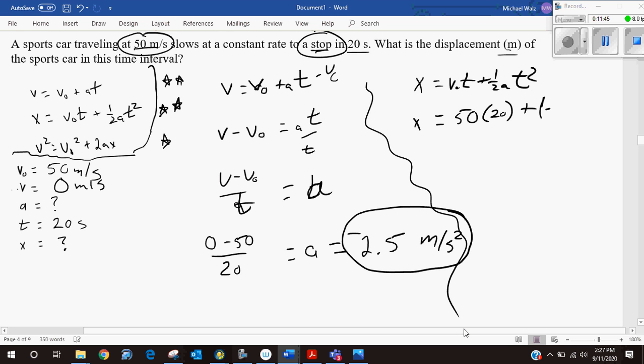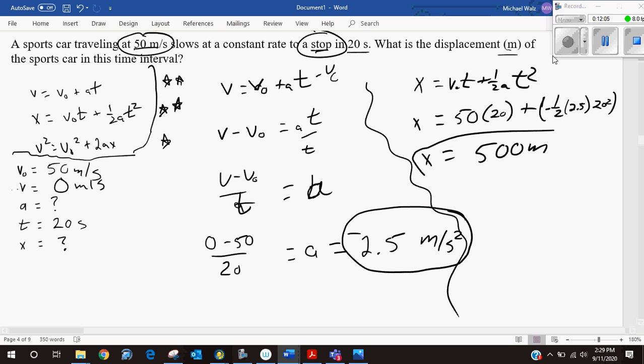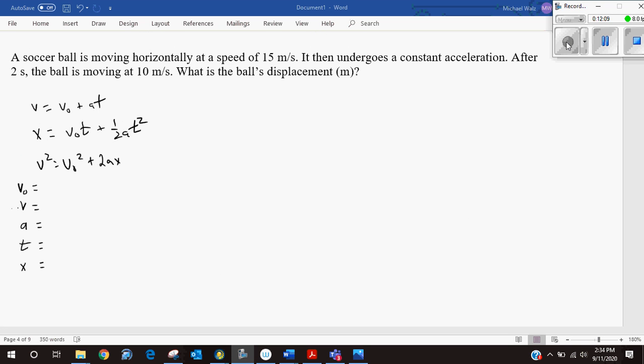a negative, actually, 1/2 times 2.5. That's where the negative came from. I took it off of that. Times 20 squared. And my total distance is, calculator kids, what do you got? Yeah, so the answer then is 500 meters. Unless I messed up my math, you can let me know later.